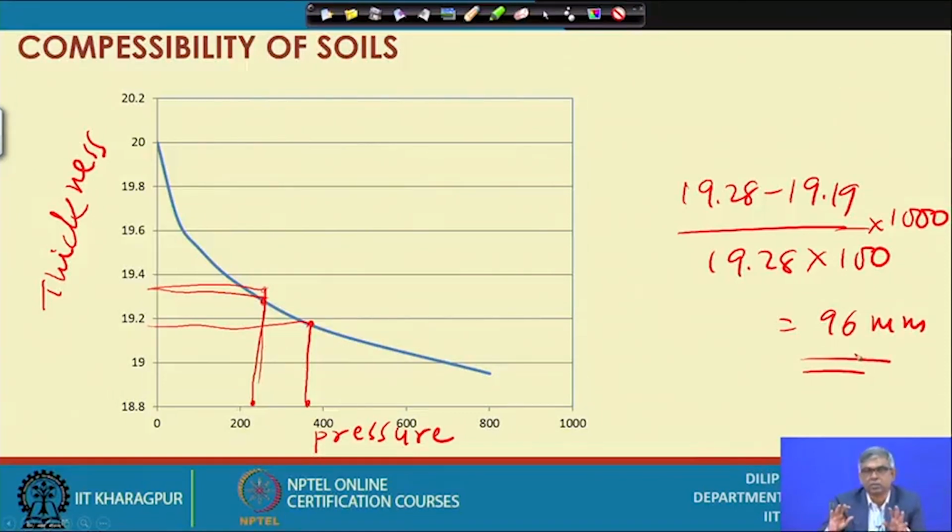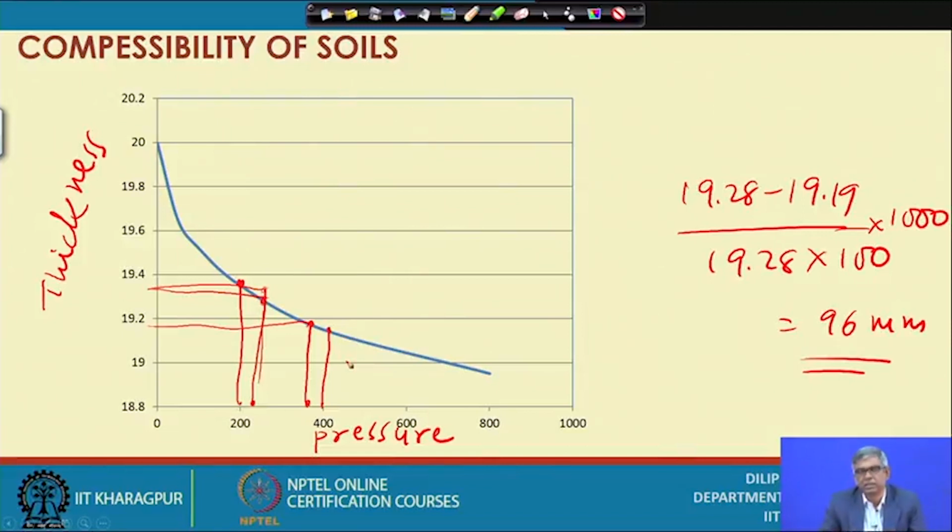Directly from the consolidation test, at the end of each pressure increment we know the thickness. So, at the end of, suppose, 200 pressure, that is the thickness I have plotted. After application of the 400 pressure, at the end, this is the final value. Like that if you plot and finally join them, that gives you the thickness versus pressure curve.